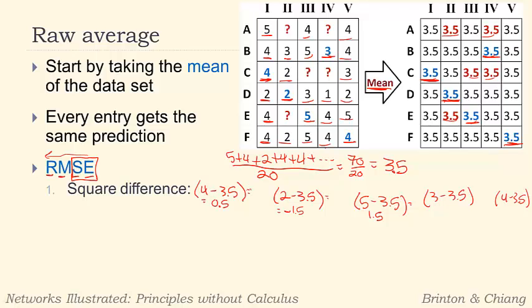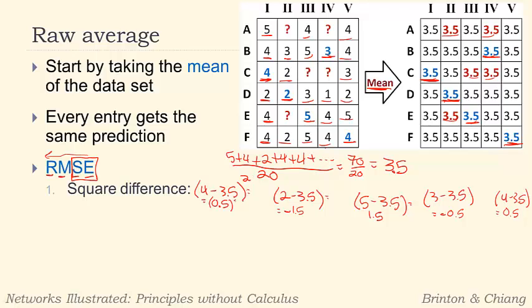And 3 minus 3.5 is going to give us negative 0.5. And 4 minus 3.5 is going to give us positive 0.5. So now we need to square the differences, actually. Before we take the mean, we'll square the differences, okay? So then we take these values and we just square them all.